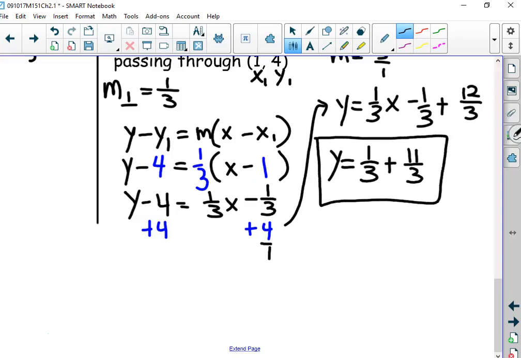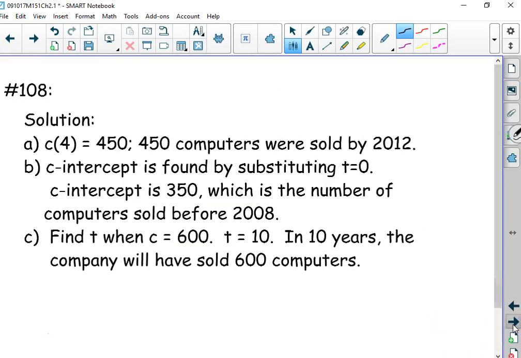and get it in slope-intercept form. The last thing I want to show you is the solution to problem 108. I have it there because it's even and you don't have that solution in the back of the book.